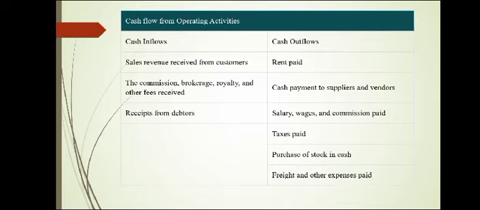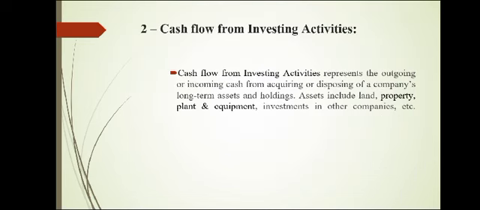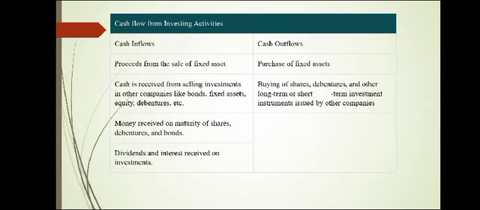Okay, then let's go to the second category, that is cash flow from investing activities. It represents the outgoing or incoming cash from acquiring or disposing of a company's long-term assets and holdings. Those assets include land, property, plant and equipment, investments in other companies, etc.